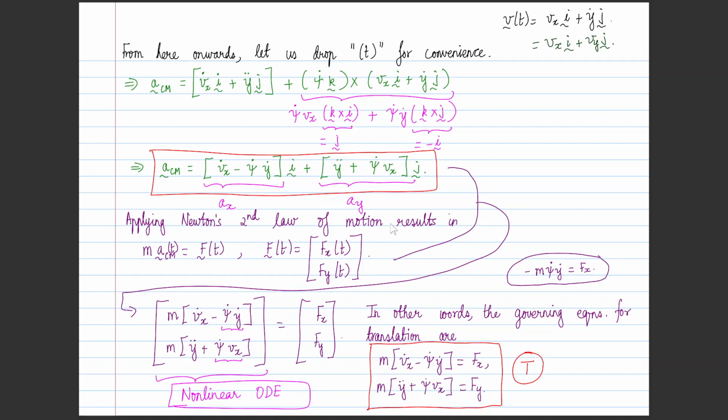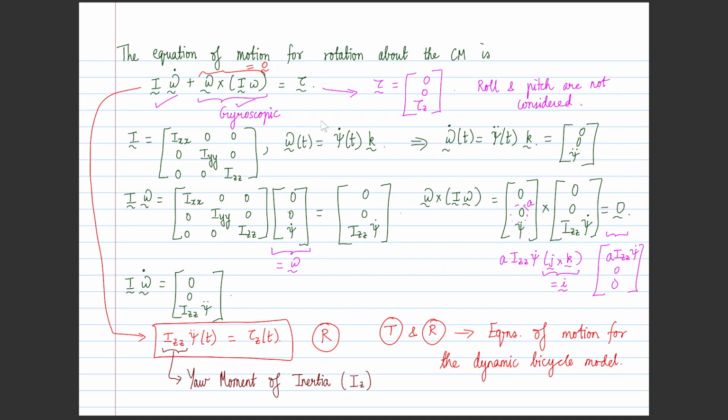So now that we have acceleration, we can apply Newton's second law of motion, right? So here we can write m into a_cm equals f(t). If we were to write the force F as vector fx(t) and fy(t) and take accelerations ax and ay from above, this is what we end up getting. So this is a nonlinear ODE because these two terms are multiplying here. In other words, these are the governing equations for translation.